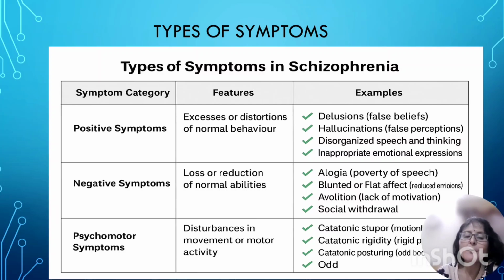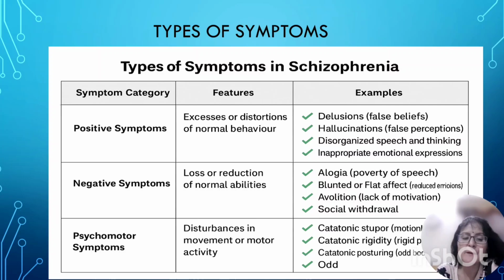And their movements are also very awkward, unusual, as I told you. If they are keeping their hands like this, then it stays like that for many hours. So in this you have some forms of psychomotor symptoms. First is catatonia. Catatonia is stupor.